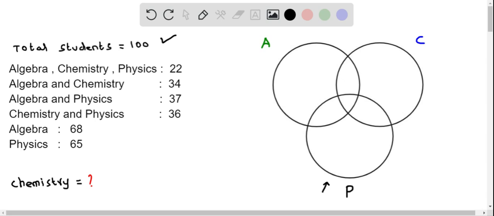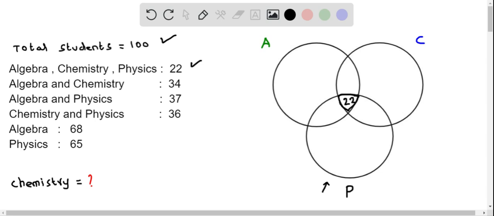So first, let's consider this information. That is, the number of students who have taken or enrolled in the subject algebra, chemistry, and physics is 22. So we put this information in this area. That is, this is the region. I consider this region. So this region represents the number of students who have enrolled in all the three subjects. So we have to put this information over here.